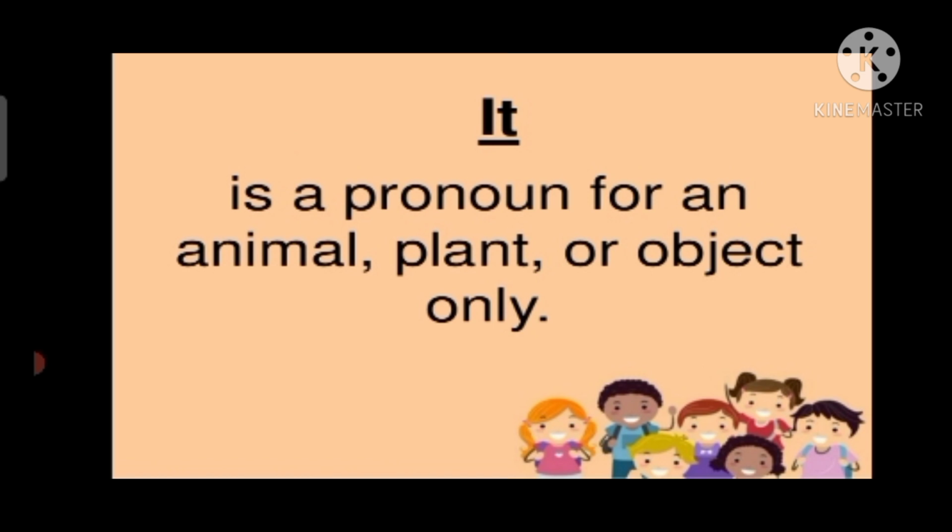Next, it. It we will use for an animal, plant or an object or a thing. Birds, animals, plants, objects, things, etc. For all the boys we will use he. For all the girls we will use she. And it we will use for animals, birds, plants, objects, things, etc.